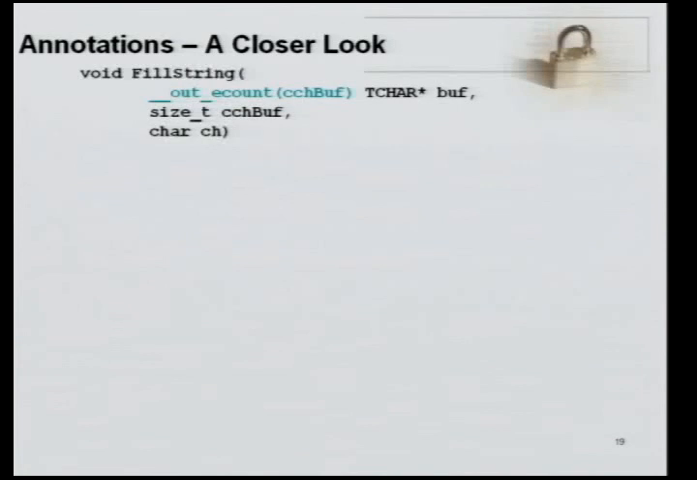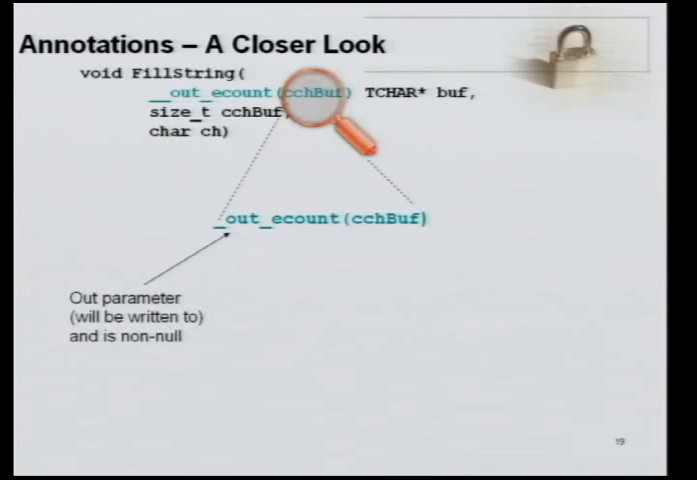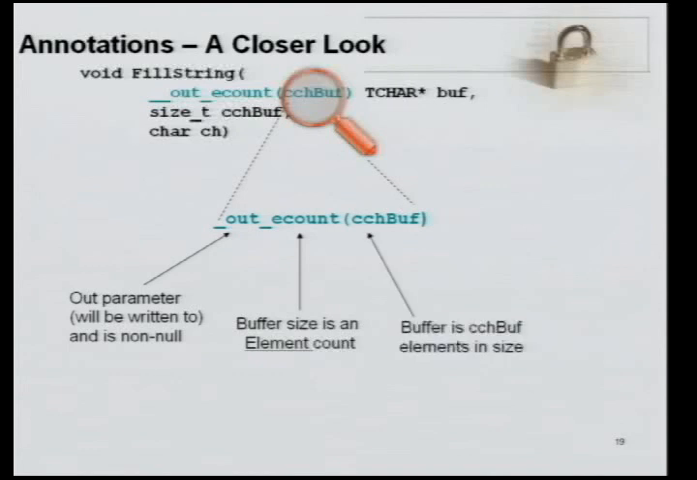And let me walk through what this annotation is basically saying. The underscore out, that's the prefix in the annotation. What that says is this buffer needs to be non-null because this buffer is going to be written to by this function. The second one is there is a length parameter. This buffer has a fixed length, and that length is passed in by the cchBuff second parameter. And furthermore, that length is an element count, which means a character count in this case, versus a byte count. And this indicates which parameter actually communicates that length.